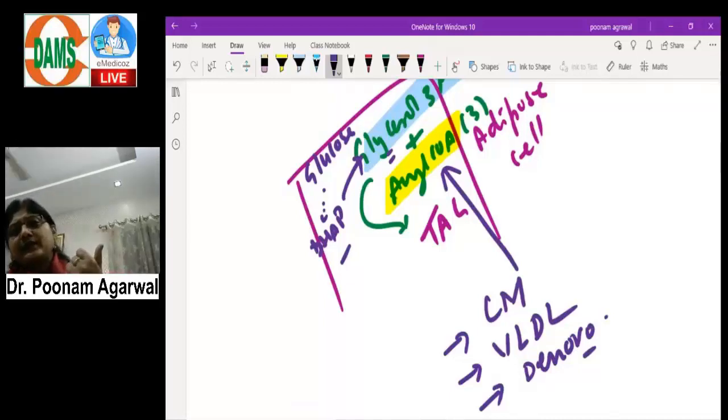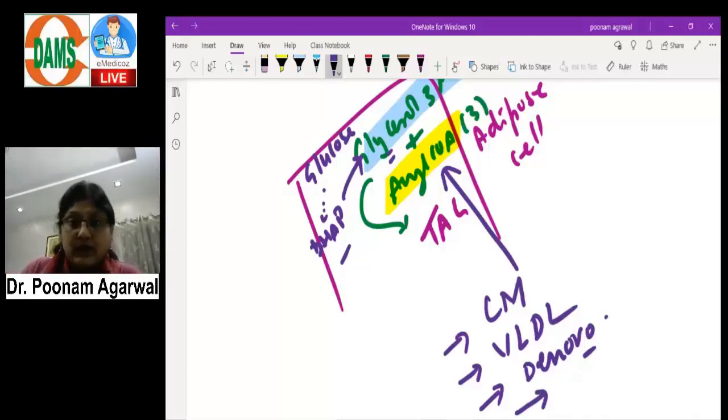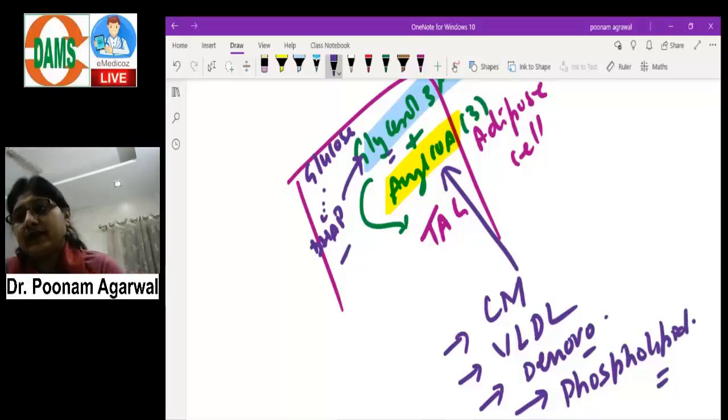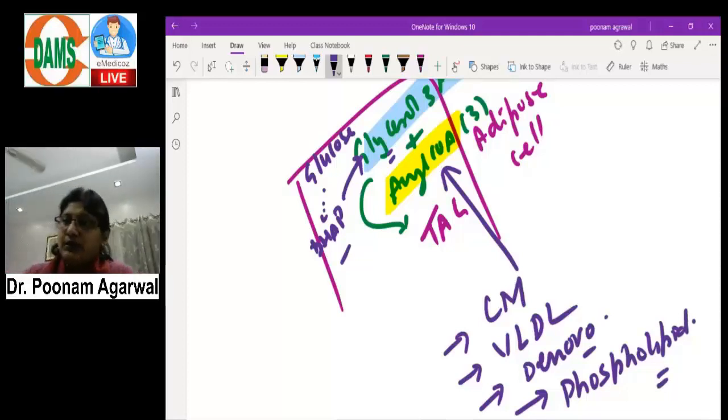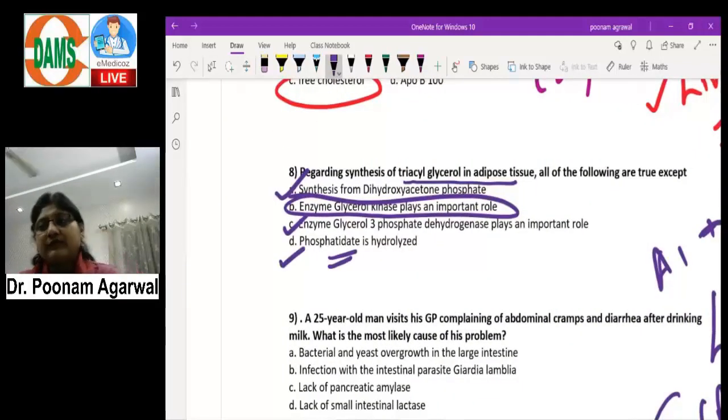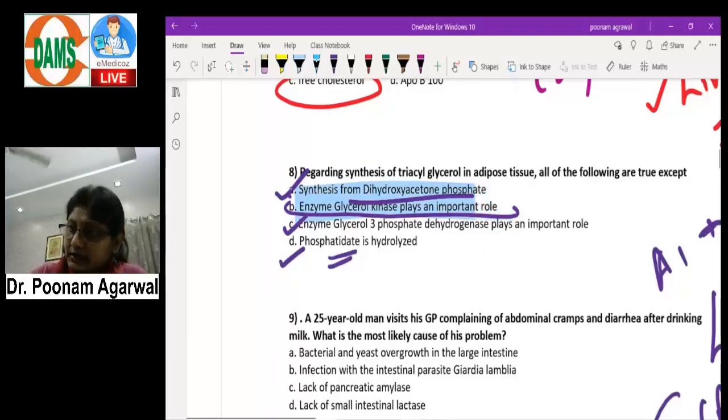Some amount of acyl-CoA is synthesized de novo in the adipose cell for storage purpose. And the third important factor is phospholipids. Turnover of phospholipids releases acyl chains, which are esterified and stored. So the last option in this question, that phosphatidate, meaning phospholipids, are hydrolyzed, is a true statement. The question is asking about the wrong statement, and the wrong statement is glycerol kinase, because we do not have glycerol kinase in the adipose cell.